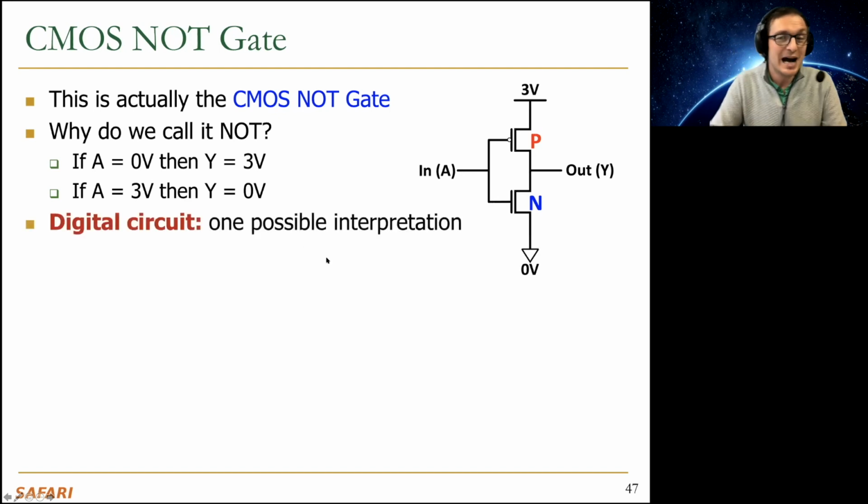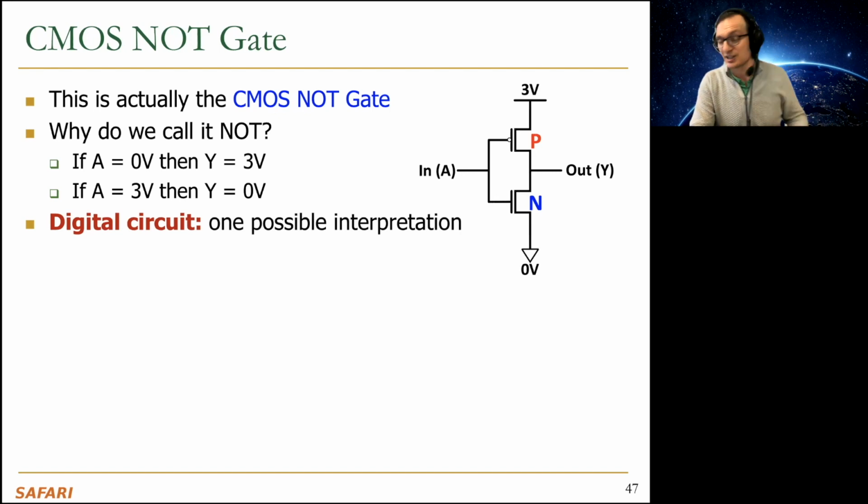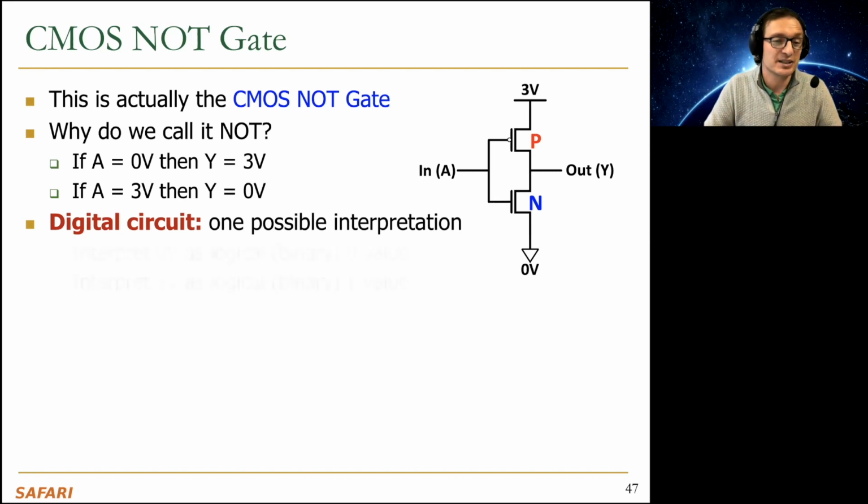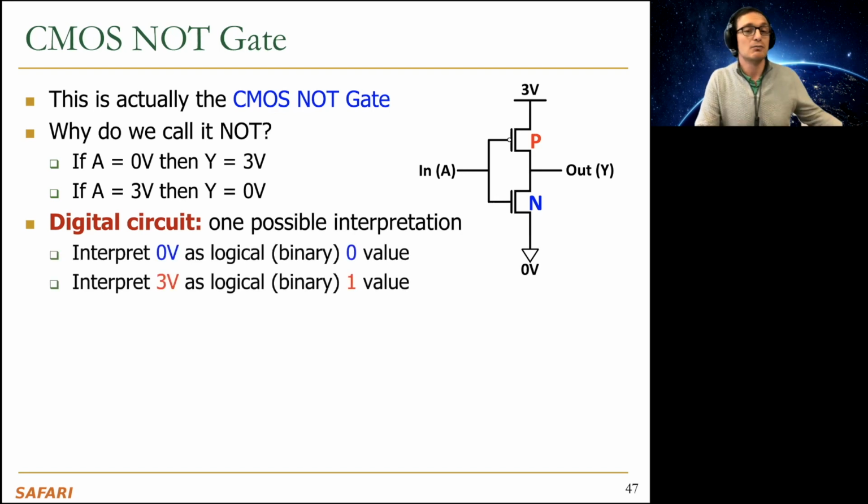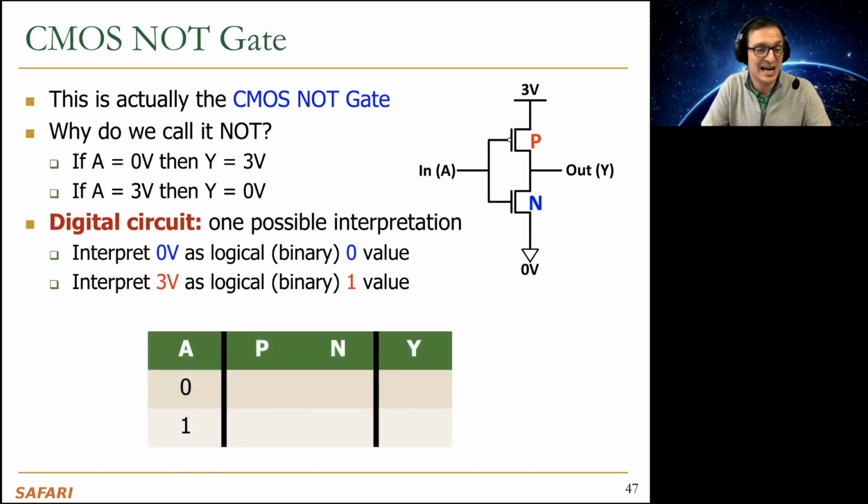And now you can encode values to it, right? Digital. If you want to have this digital abstraction, one possible interpretation will be interpret 0 volts as logical or binary 0 value, and interpret 3 volts as logical binary 1 value. Now you can actually operate on binary logic. And we're going to actually build Boolean algebra based on this. So this is our digital abstraction now.